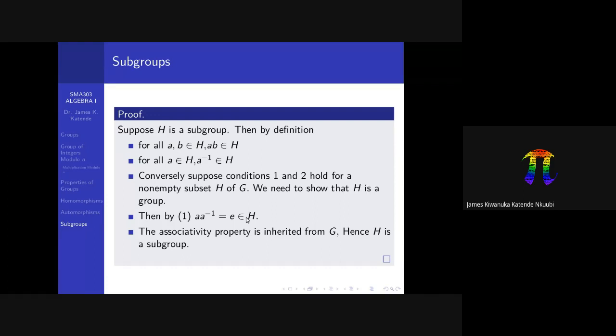is in the subset. So the only property remaining to make H a subgroup is the associative property, and that will be inherited because the binary operation is the same, and the elements in H are all picked from G, so they can't behave any different from the elements in G. So we have proved the converse, and that is if the two conditions 1 and 2 hold for a non-empty subset of G, then that subset is a subgroup. So the second bit is just to show that this non-empty subset is a group on its own.